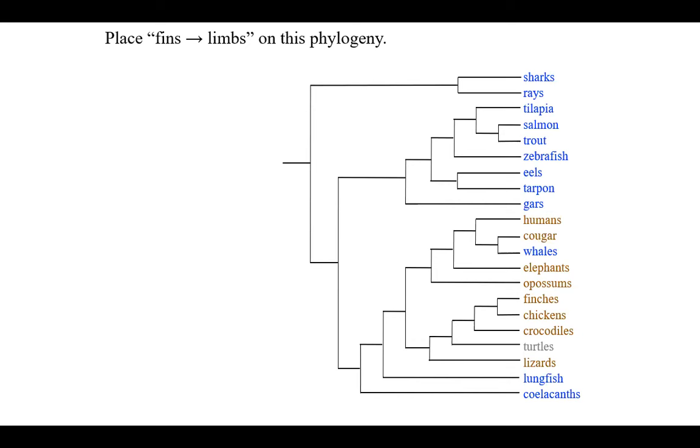Lungfish and coelacanths are kind of interesting. We're going to talk about them. It's a bit of a gradient, personally. I think this is a pretty solid, full, sure limbs, but these guys are also kind of limby. What's kind of lame up there in the mammals?